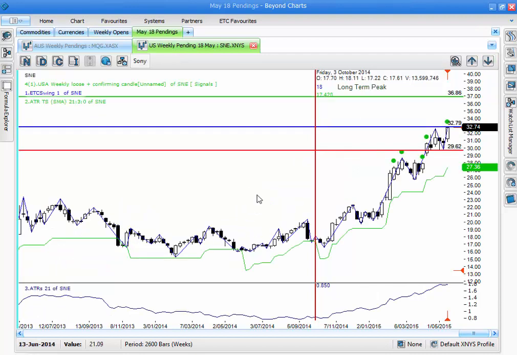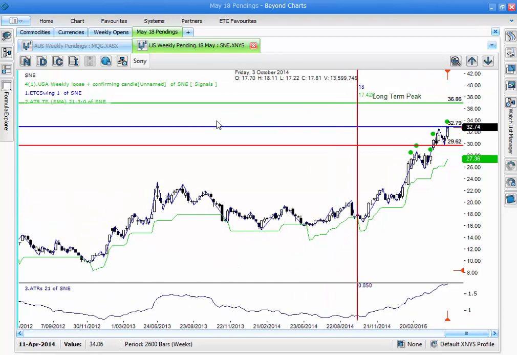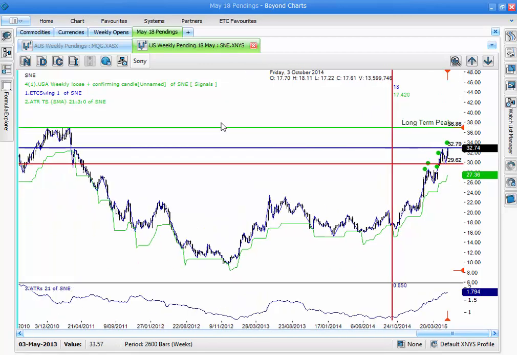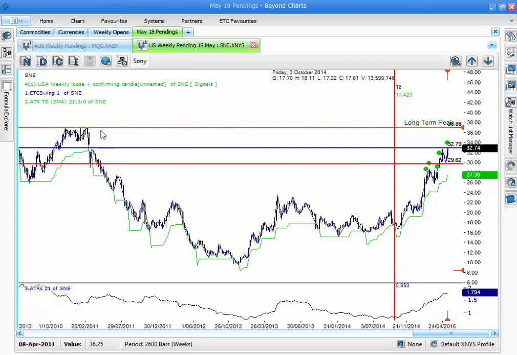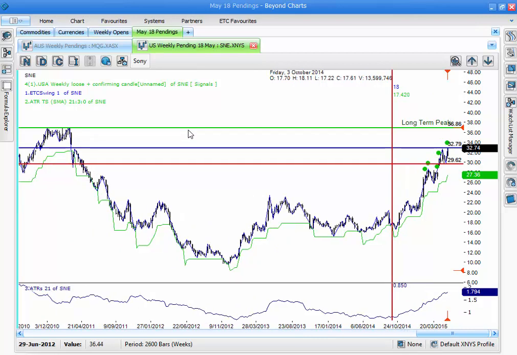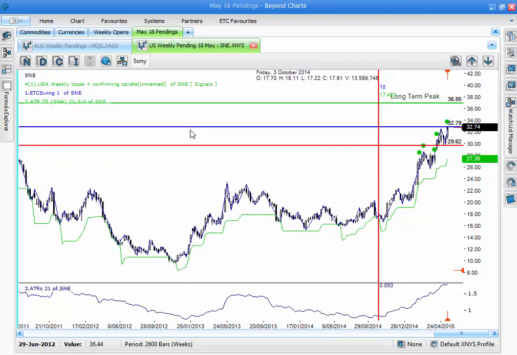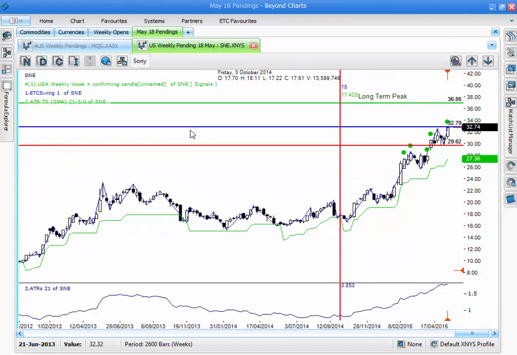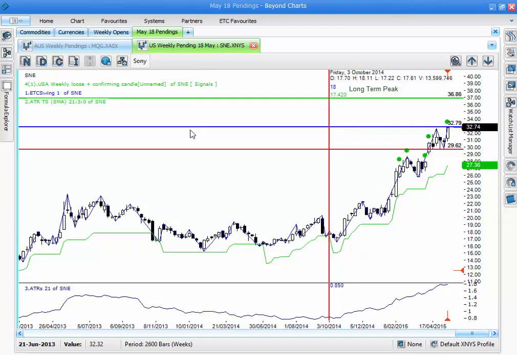Next stock, SNE. Again, in terms of price action, really clear price action. In terms of last trough, clearly above second from last peak. I do have a green line above here, so let's just zoom out and see what we've got over there. And we've got a long-term peak. Okay, so we do get one-to-one into the long-term peak. Just something for you to consider on that basis.